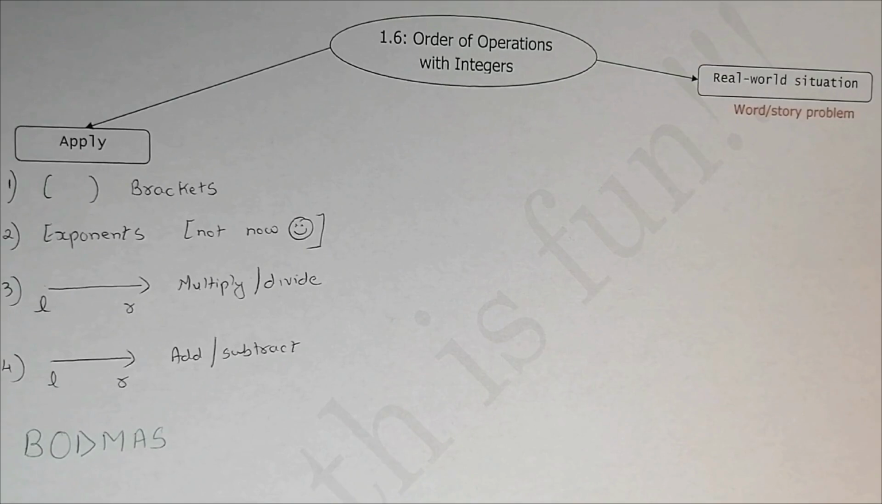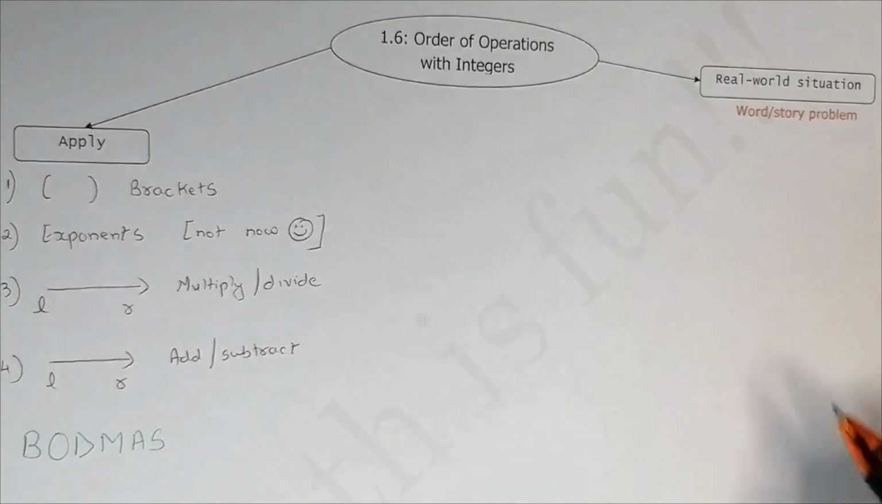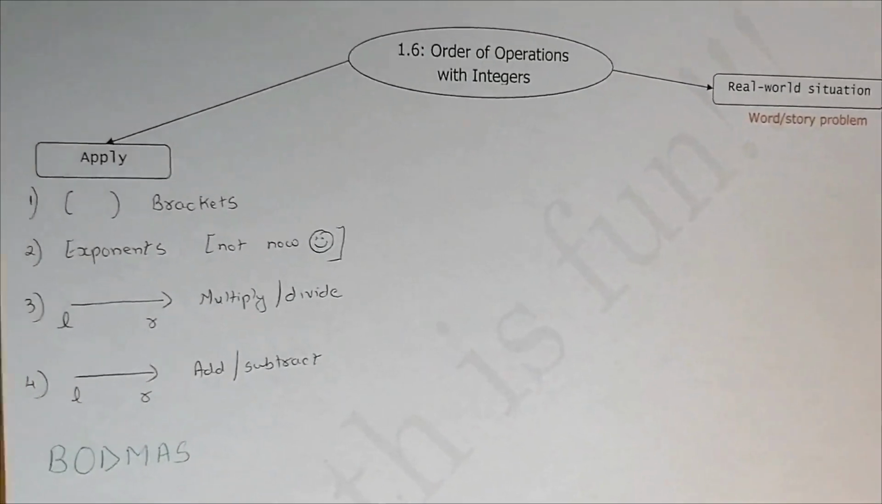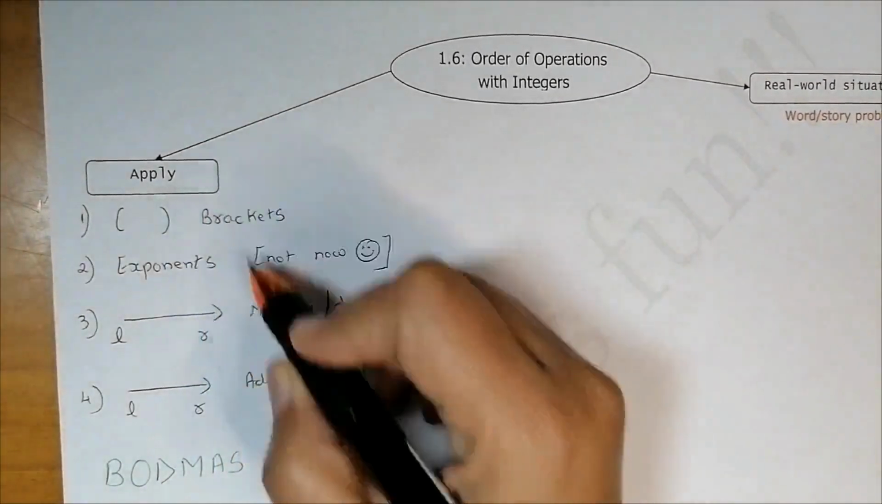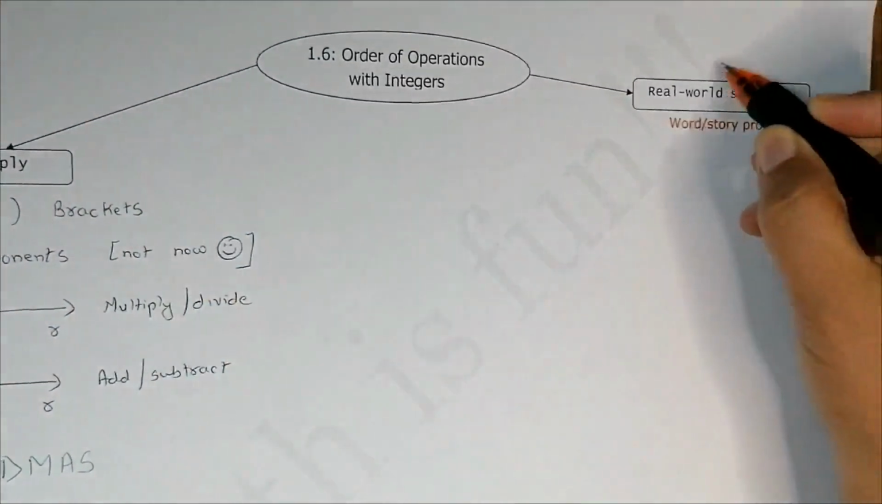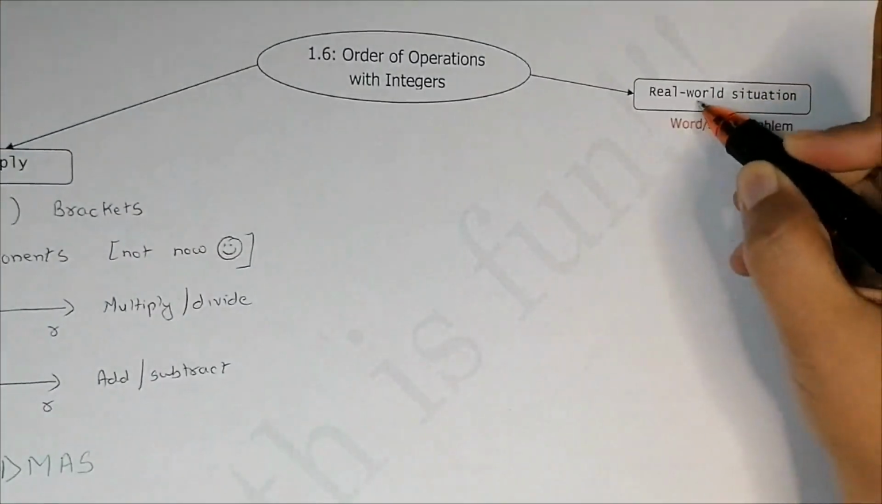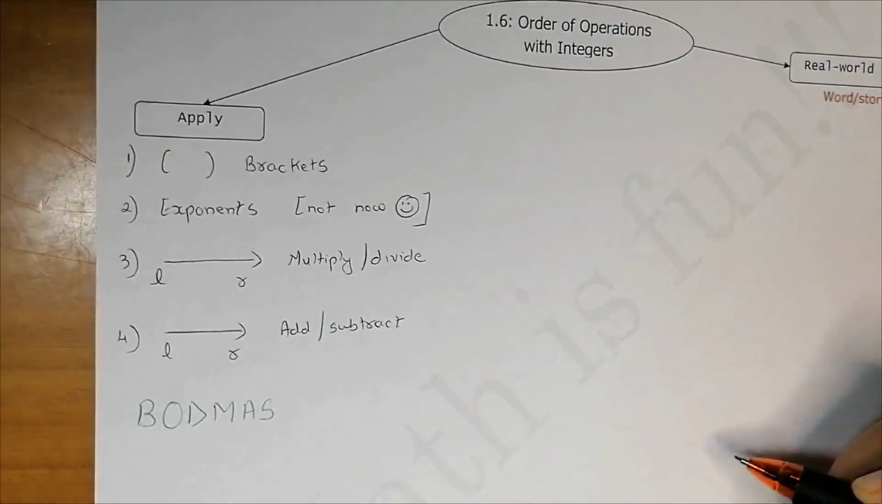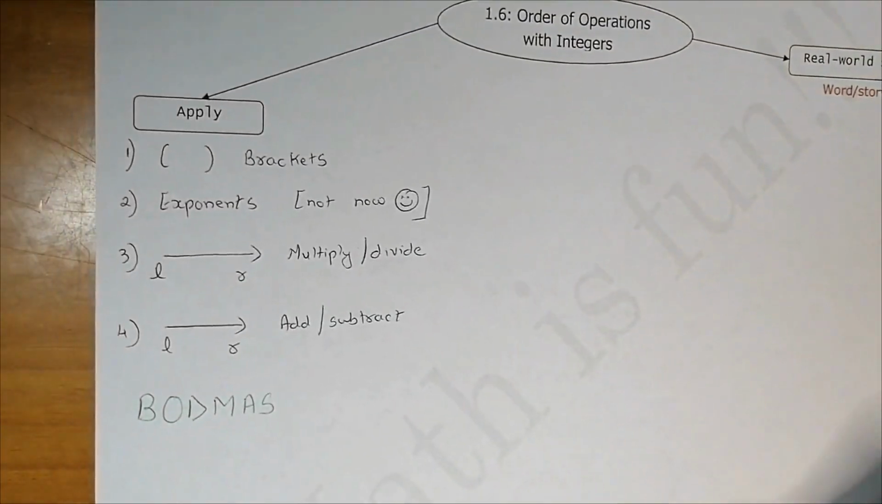Here we are on chapter 1.6, Order of Operations with Integers. It has two parts, apply and real world situations. So basically we'll be doing only one part because, as you know, this is part of our independent practice. We won't be solving any sums over here, right? So what does this apply say?